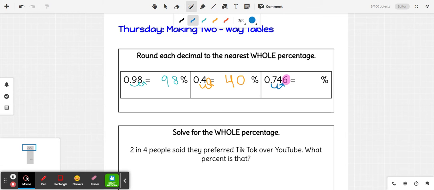So we're looking at that 6 right now. And since 6 is greater than 5, our percentage will actually be 75. So that 4 rounds up to a 5.